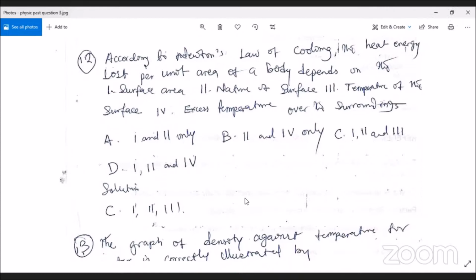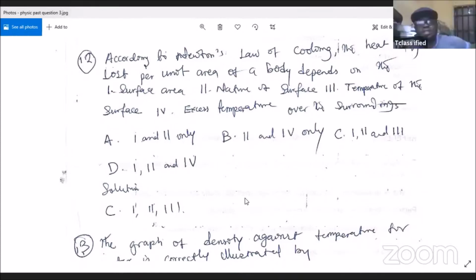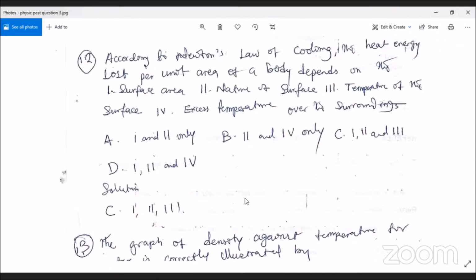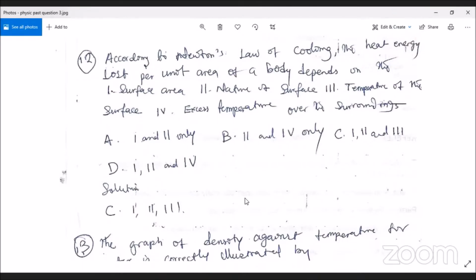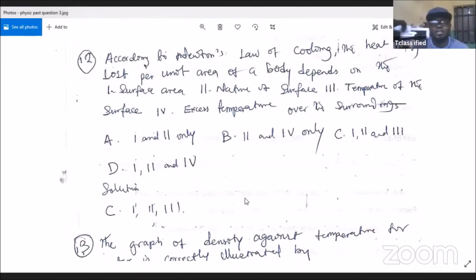Yes, sir. Good. According to Newton's law of cooling, the heat energy lost per unit area of a body depends on: 1, surface area; 2, nature of surface; 3, temperature of surface; 4, excess temperature over the surrounding. And I said that the answer is C. So heat loss is always dependent on surface area, nature of the surface, and temperature of the surface.